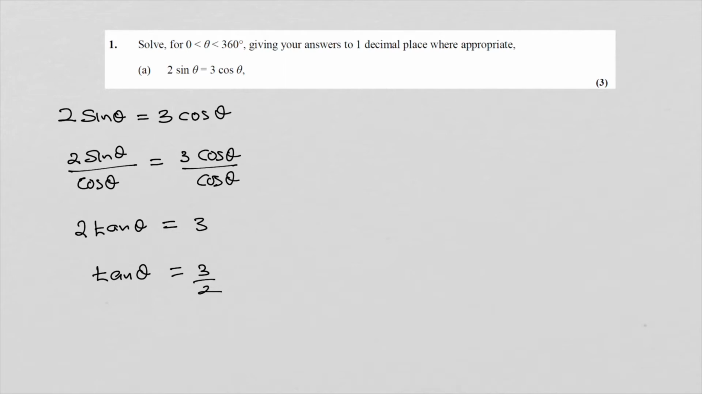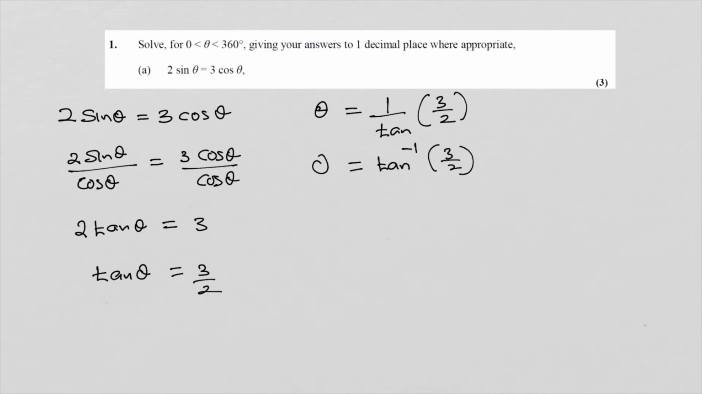So we need to find the value of theta. If we divide both sides by theta, theta equals 1 over tan of 3 over 2. And therefore, in indices, 1 over tan is tan to the power minus 1, 3 over 2. And that's what theta is.